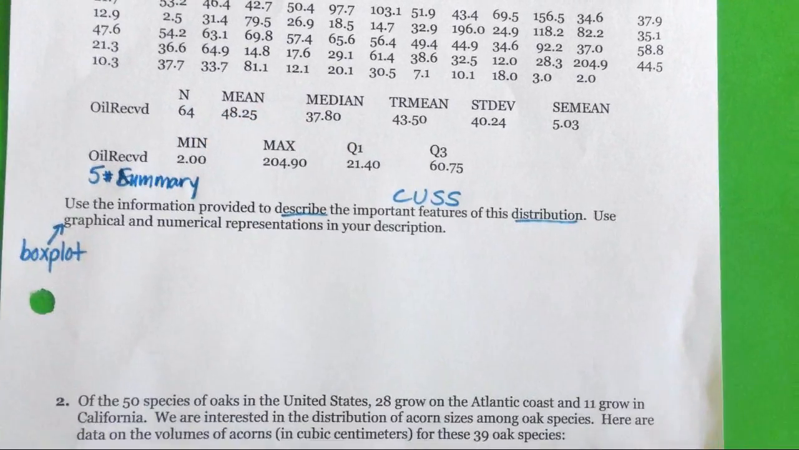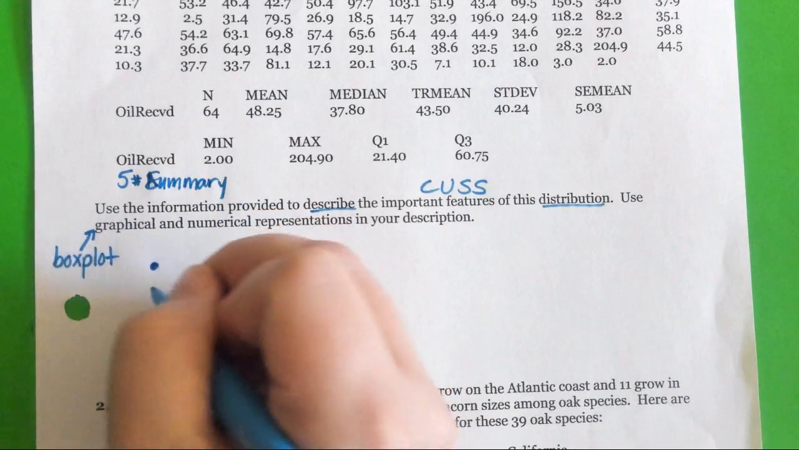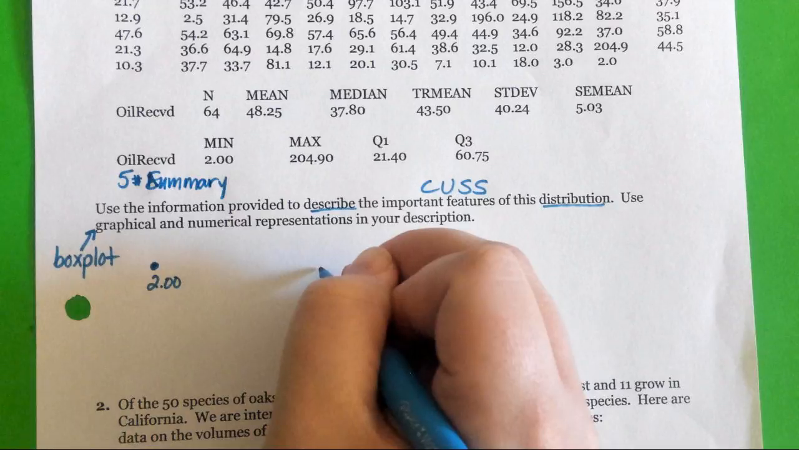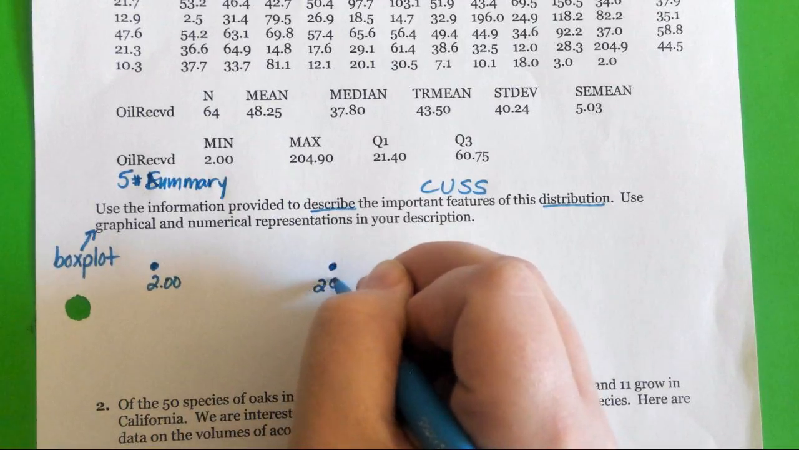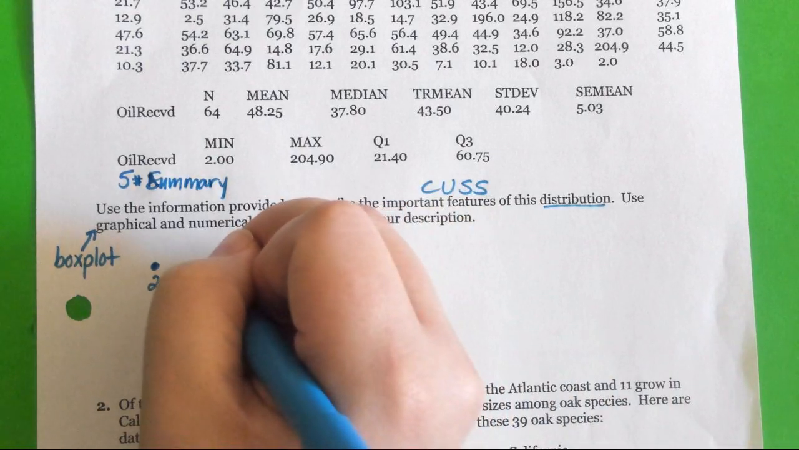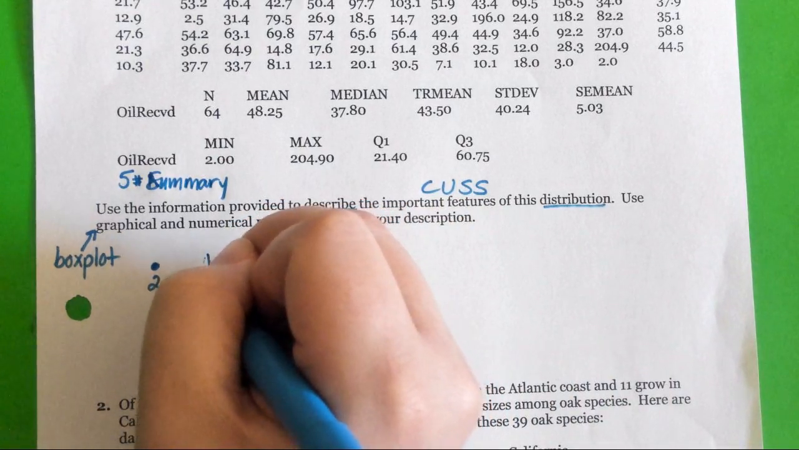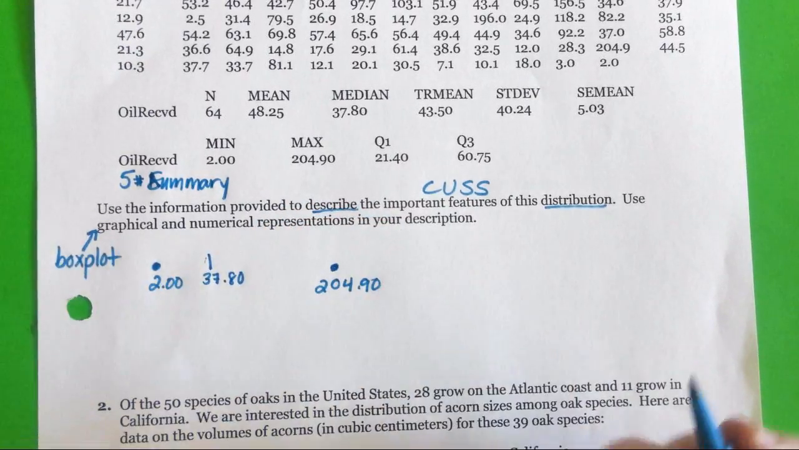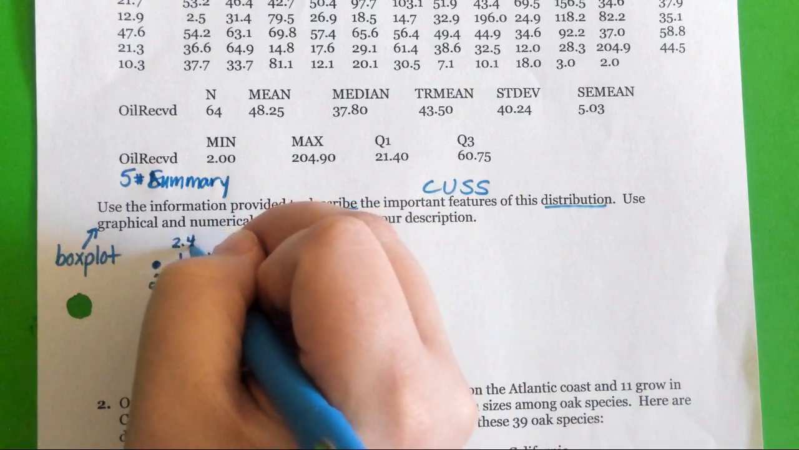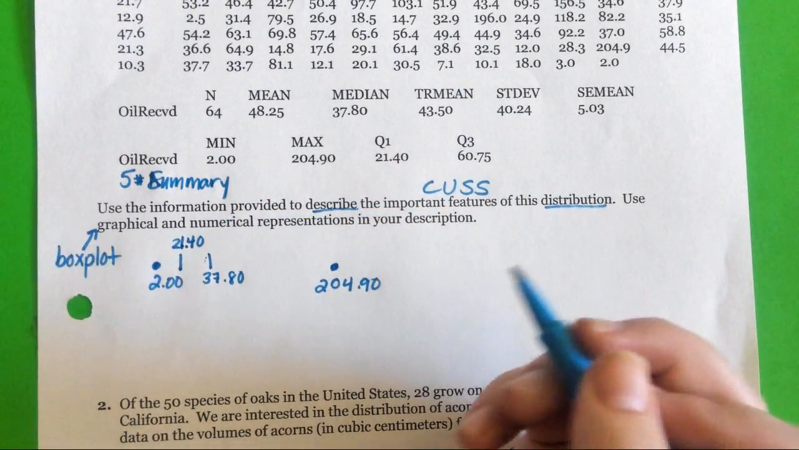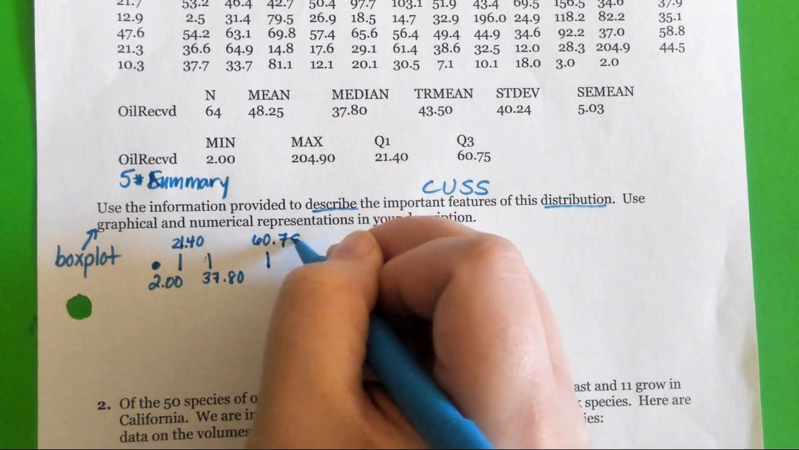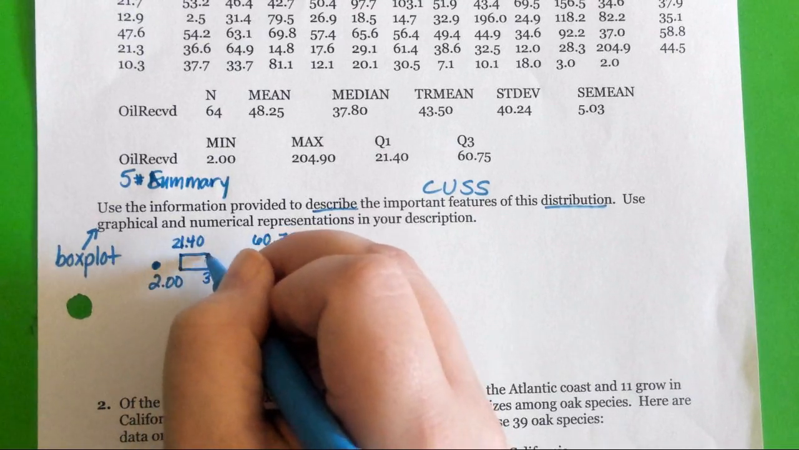So if I'm going to make a graphical representation, my min is at 2. Let's see, my max is at 204.90. My median is at 37.80. My Q1 is at 21.40. And my Q3 is at 60.75.